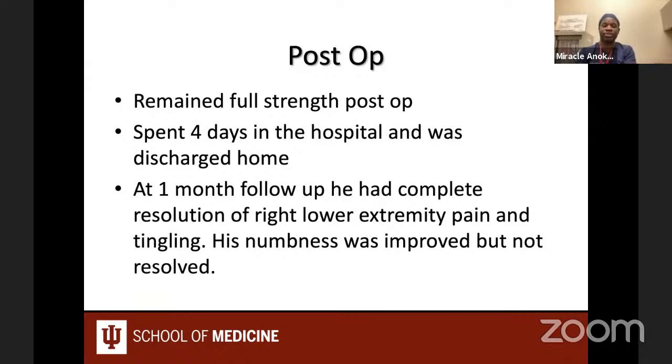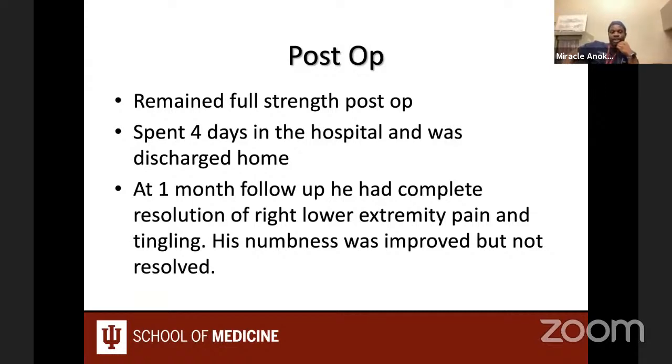What does the robot help you do? The robot helps you accurately place your screws. There are several ways to place these screws. You can do it with fluoroscopy, where you take x-rays each time you place a screw. That's a lot of radiation, with an x-ray for every shot. You can use CT guided navigation, where you take an intraoperative CT and then navigate into the pedicle, which is the part of the spine that allows for purchase of the screws themselves.